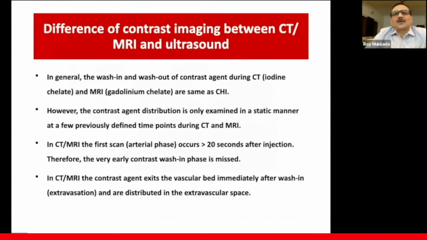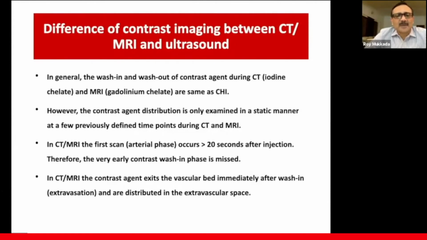Now, the difference of contrast imaging between CT, MRI and ultrasound. In general, the wash-in and wash-out of contrast agent during CT, the iodine, and MRI, the gadolinium chelate, are the same as CEUS. However, the contrast agent distribution is only examined in a static manner in CT and MRI. We have very few previously defined time points. And in CT and MRI, the first scan, that's the arterial phase, occurs less than 20 seconds after injection. Therefore, the very early contrast wash-in phase is missed.